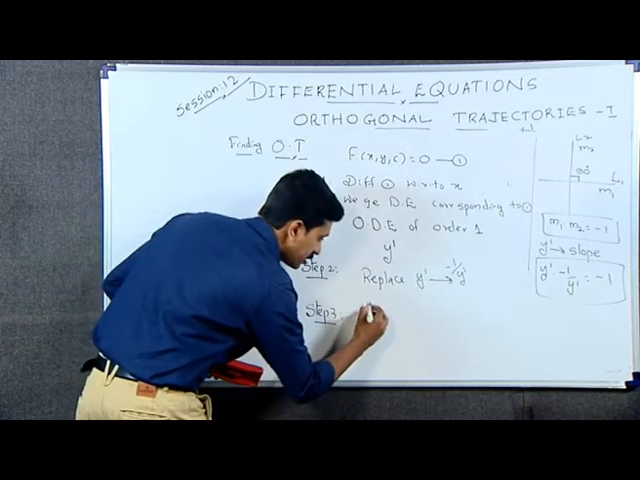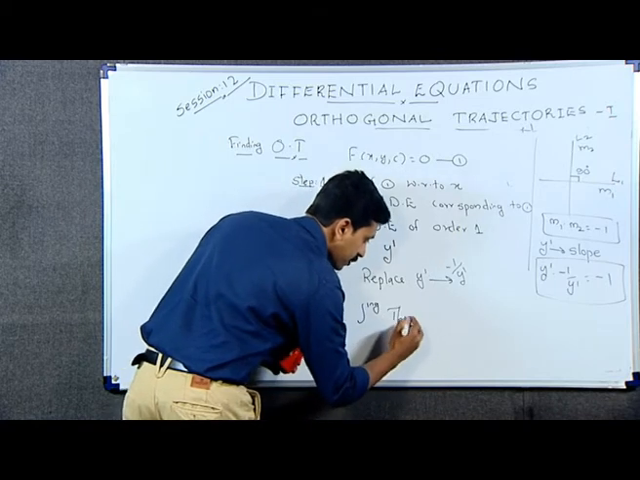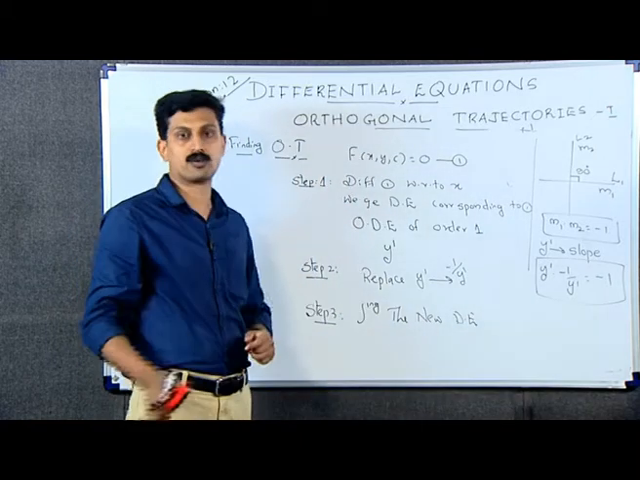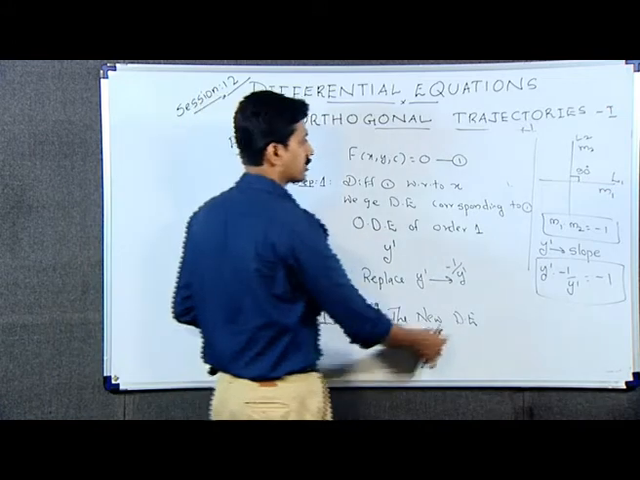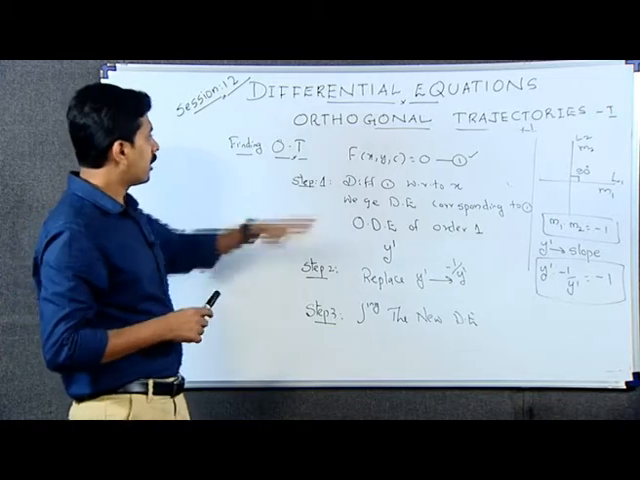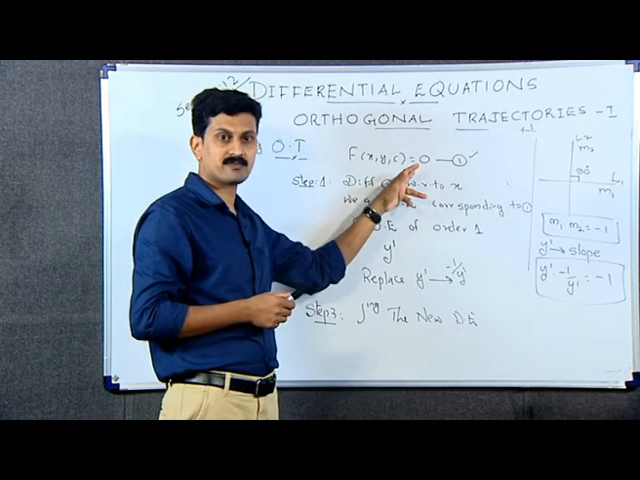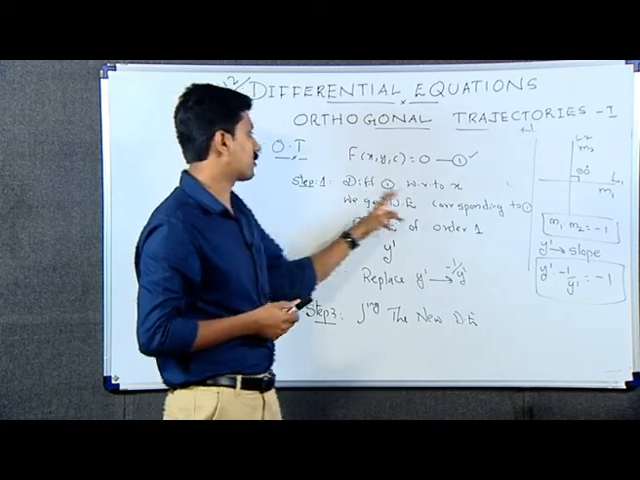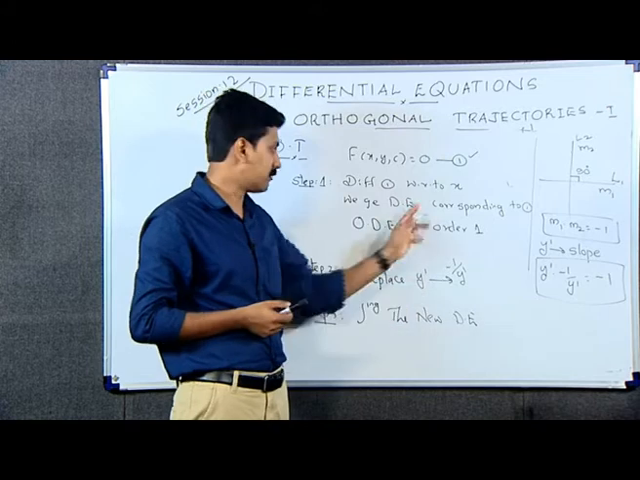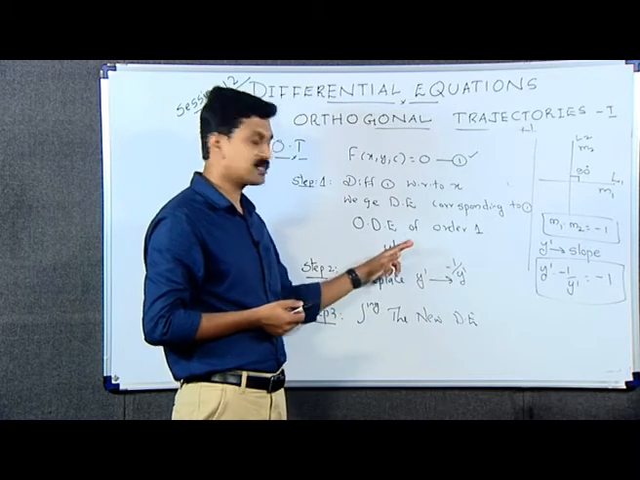So, just integrating the new differential equation, we will have an orthogonal trajectory of the given family of curves f of x, y, z equal to 0. What we will do is, we differentiate the given family of curves and obtain an ordinary differential equation of order 1. Therefore, definitely it contains y dash, or dy by dx.